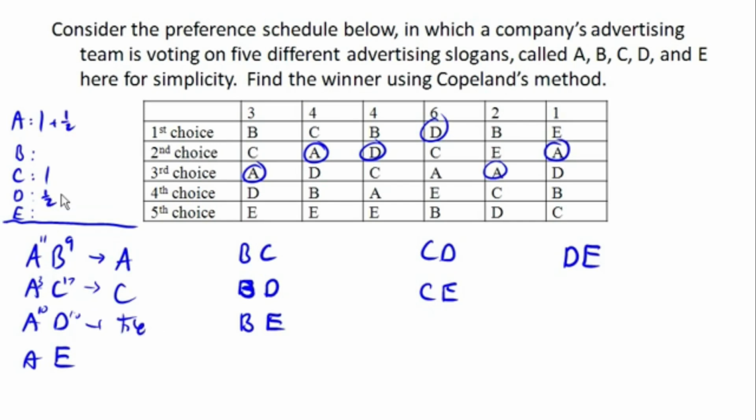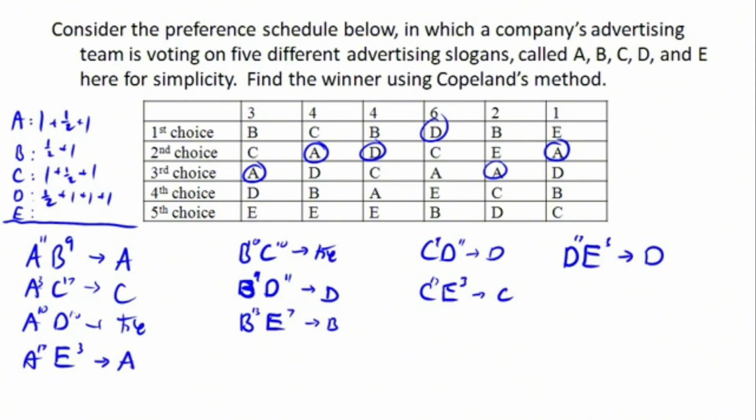Now we continue doing this for each of our comparisons, and there are all of our comparisons. Finally, we can look and see who's going to win. If we add up all the points, A has earned 2.5 points, B has earned 1.5 points, C has earned 2.5 points, and D has earned 3.5 points. E has earned 0 points. And so under Copeland's method, D is the winner for this selection.